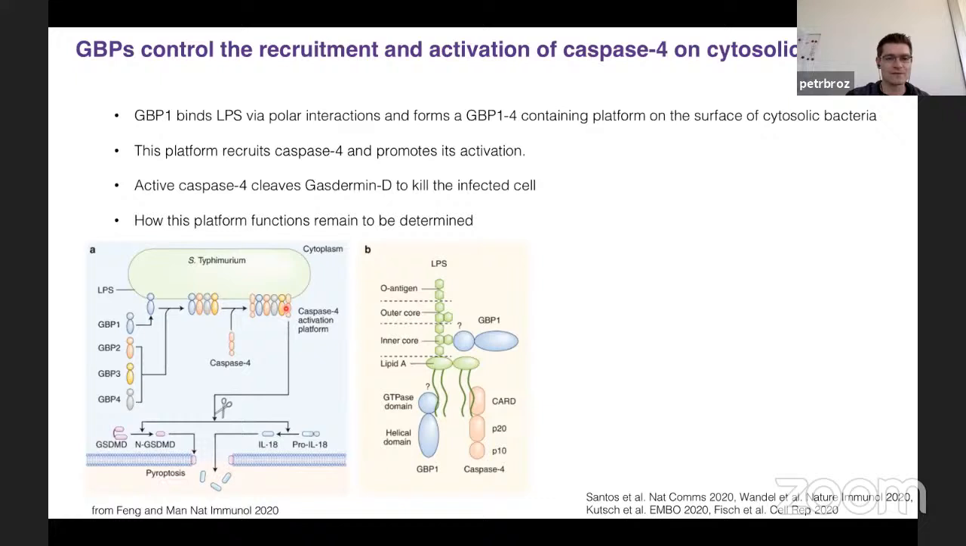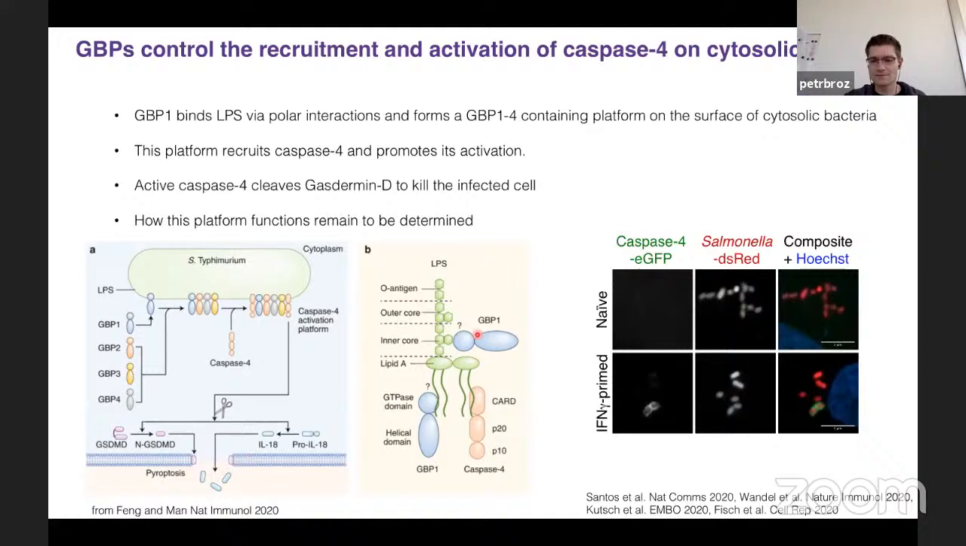So in this case, this is from a review, you would have a bacterium like Salmonella that invades the cytosol. It is then first covered by these GBP proteins. GBP1 binds to LPS and recruits the rest of the GBPs, so it recruits four GBPs built in a complex, GBP1, 2, 3, and 4, on the surface. And this platform that is then built on the surface of the bacterium somehow recruits caspase-4, and somehow caspase-4 is then activated, which can then cleave gasdermin D and kill the infected cell.